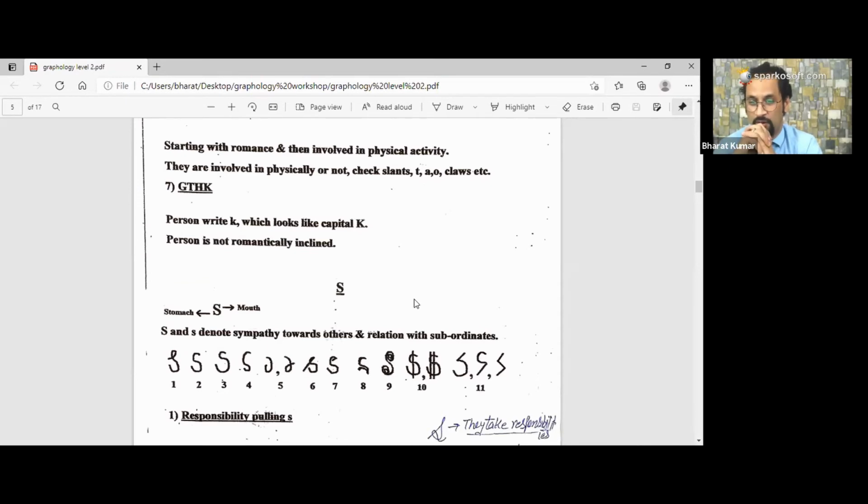Now, okay, Mr. Shivang, the 10th type of S, which is the dollar S. These are actually money-minded people. These are always money-minded people.